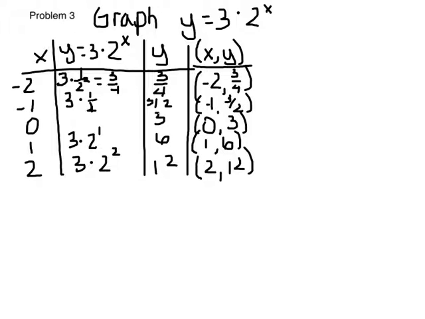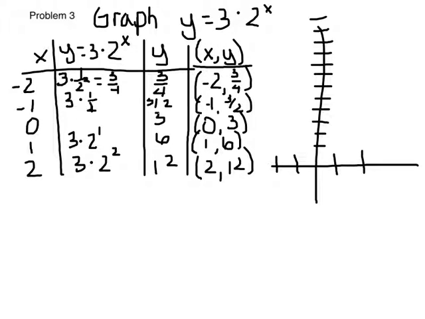Pause the video. Okay, I'm going to go ahead and do that in red here. So negative 2 means go left 2, and then I'm going to go up 3/4. So about right here. Keep in mind graph paper is a much wiser way to go here. Negative 1 and then 3/2. 3/2 is the same thing as 1 1/2, so that's going about right here. That was a little high. 0, 3 is here. 1, 6 is here, and then 2, 12 is here.